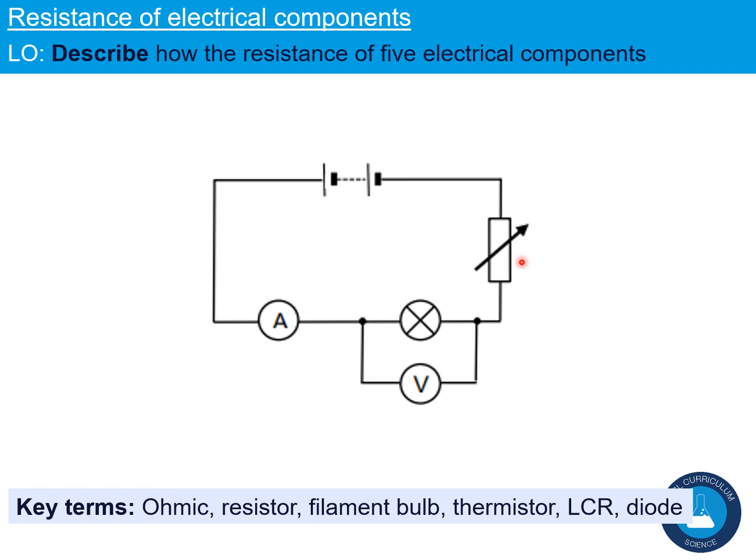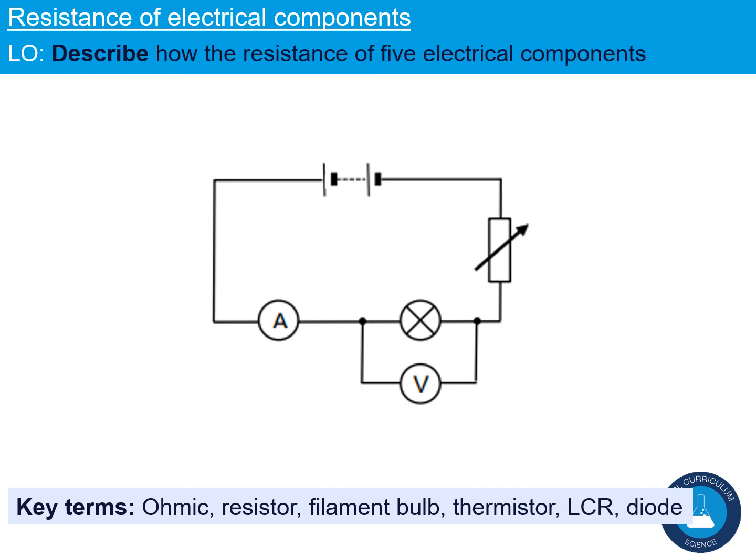We're using the variable resistor in order to change the current in the circuit. We need to be able to measure the current. We do that using an ammeter, which is always connected in series. And we need to be able to measure the potential difference, which we do using a voltmeter, which is always connected in parallel. And then this here is where we insert whichever electrical component we are interested in investigating. And in this case, we are looking at a lamp or a filament bulb.